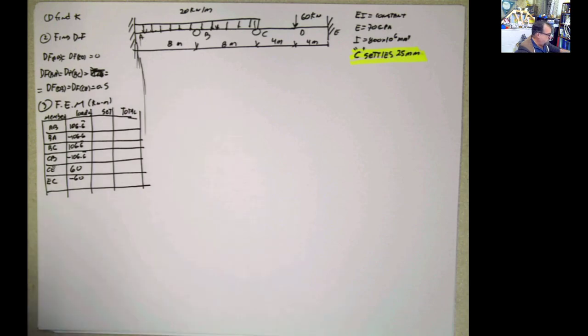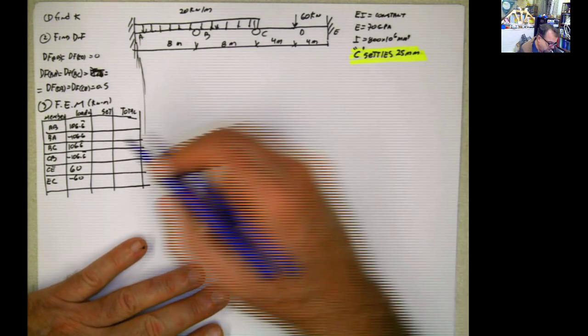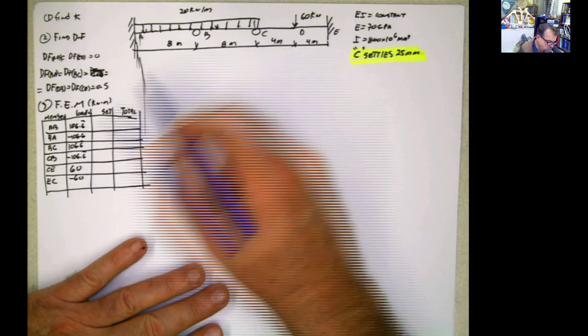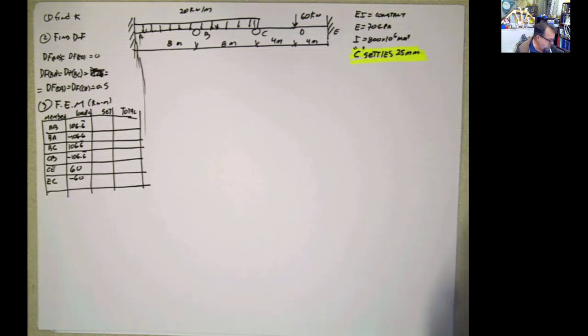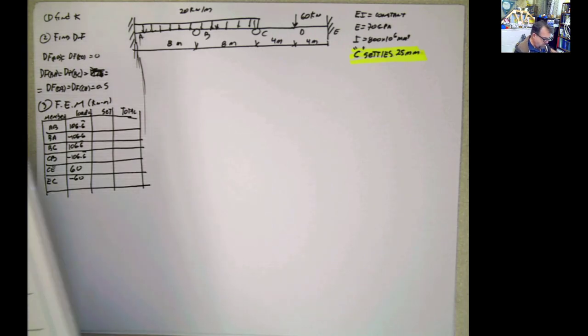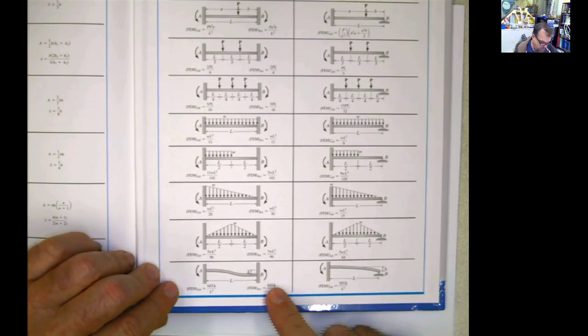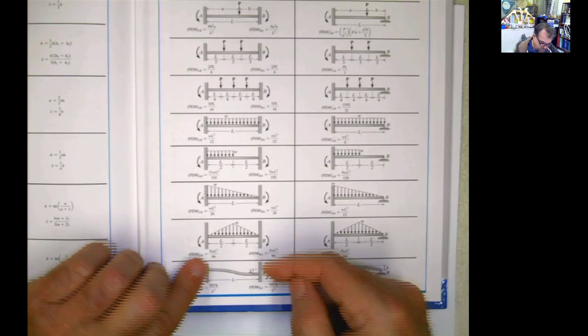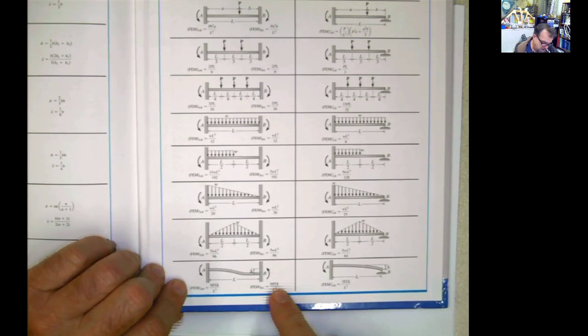Now, what is the new aspect that I am introducing to you in this problem? Now you have fixed moments induced by the forces, but we also have a settlement that somehow produces an internal moment too. If you go to the tables in the book, for example here, you can see these two ends, and this end settles an amount of delta. That produces a fixed moment at each end of 6EI delta over L squared.